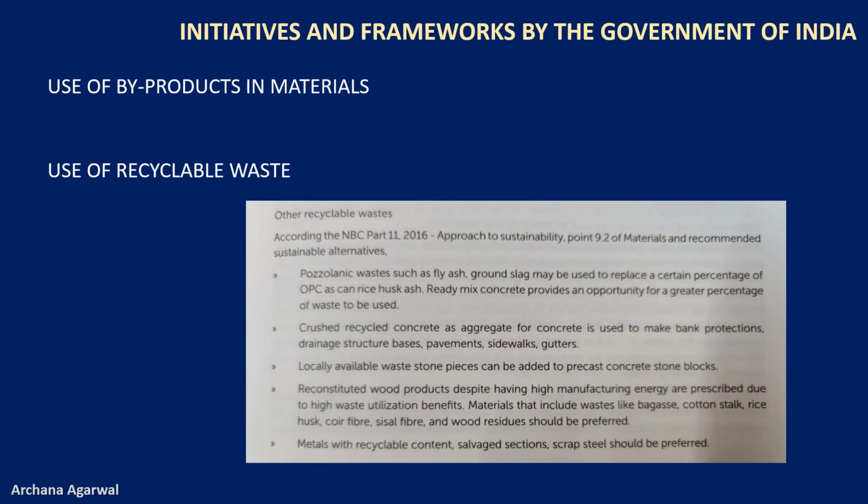According to NBC Part 11, the recyclable wastes permitted in construction are rice husk, fly ash, ground slag, crushed recycled concrete, waste stone pieces, bagasse, cotton stock, coir fiber, sisal fiber, and wood residues. Also, metals with recyclable content, salvaged sections, and scrap steels are preferred.